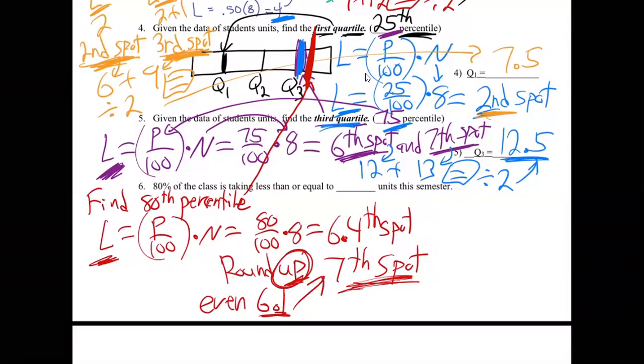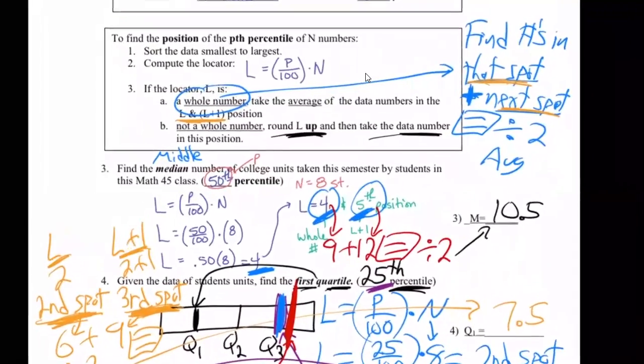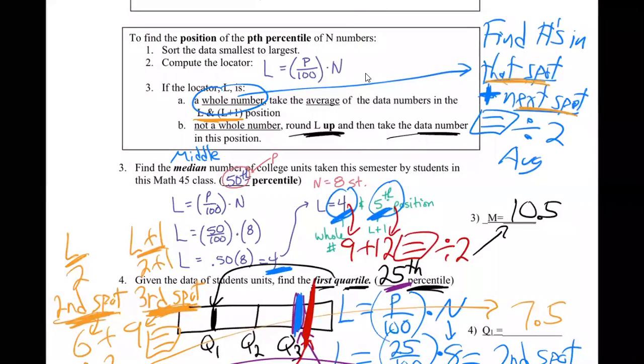Is this making sense so far? Notice we're not doing 2 numbers. Let me go back to the chart and help you guys. See back here the instructions that Ms. Jones gave us? If it's not a whole number, meaning if it's a decimal, that's what we have. If it's not a whole number, it's a decimal. What do we do? Round up and take the data number in that spot, in that position. So do you see we have 2 sets of instructions we follow depending upon whether we get a whole number or we get a decimal.